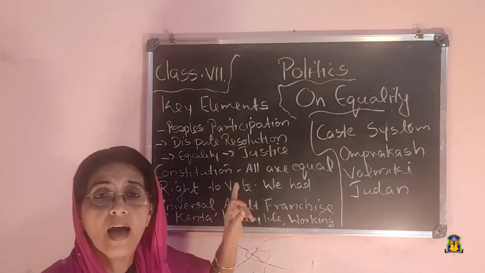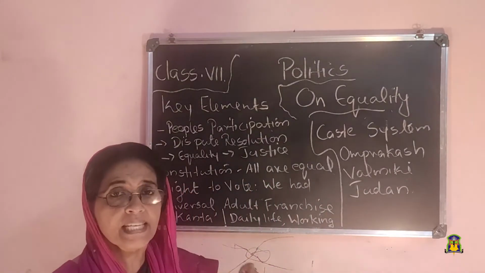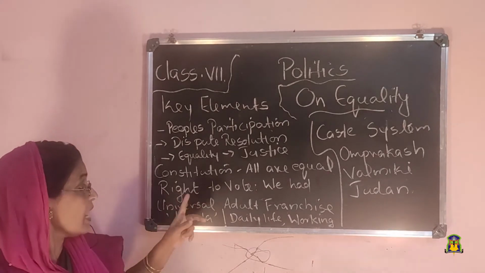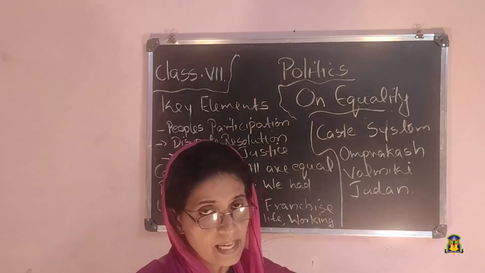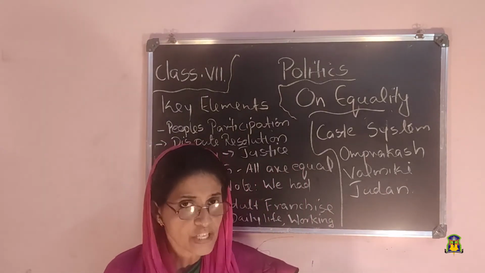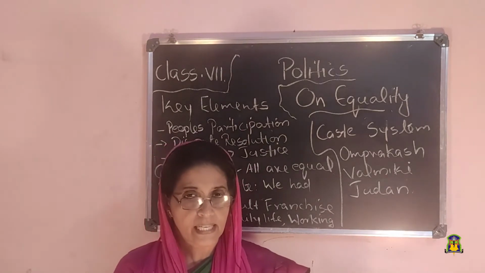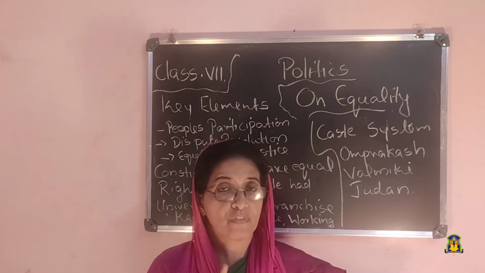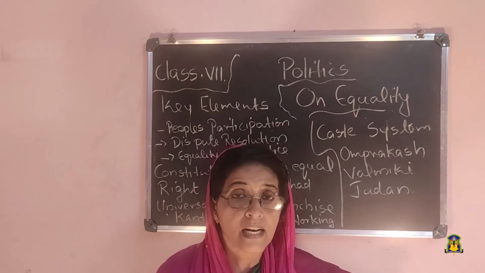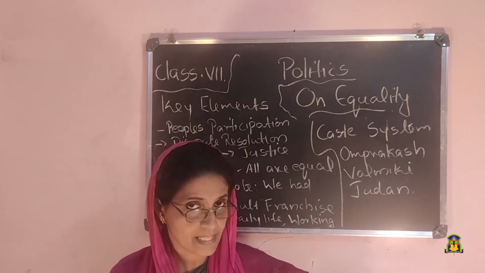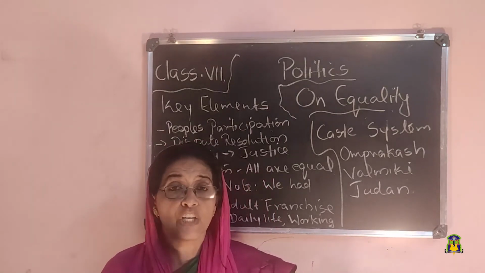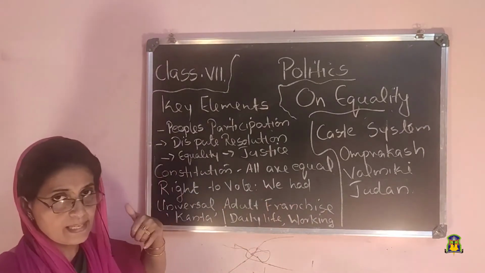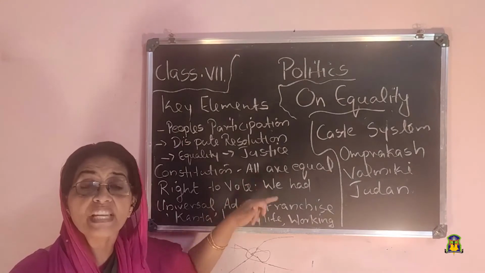It guarantees all are equal before the law. That we can see only in the case of right to vote. That is, in our democracy, we have universal adult franchise. Then, what do you mean by universal adult franchise? In India, every citizen above the age of 18 has the right to vote, irrespective of their caste, religion, gender, or social and economic conditions. That means everyone who attained the age of 18 has the right to vote. It is known as universal adult franchise. It is applicable to all the people from every section of life.